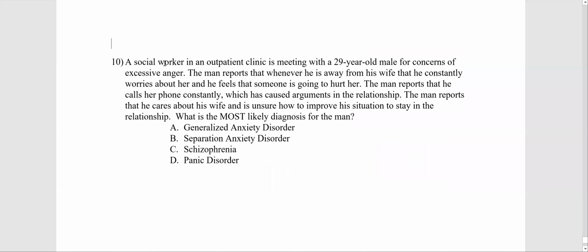Question 10. A social worker in an outpatient clinic is meeting with a 29-year-old male for concerns of excessive anger. The man reports that whenever he's away from his wife, that he constantly worries about her and he feels that someone is going to hurt her. The man reports that he calls her phone constantly, which has caused arguments in their relationship. The man reports that he cares about his wife and is unsure how to improve his situation to stay in the relationship. What is the most likely diagnosis for the man? A, generalized anxiety disorder, B, separation anxiety disorder, C, schizophrenia, or D, panic disorder.